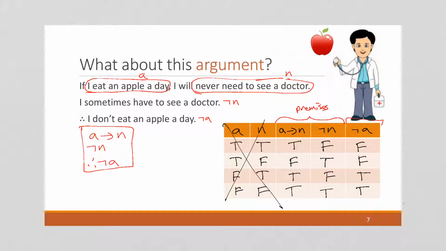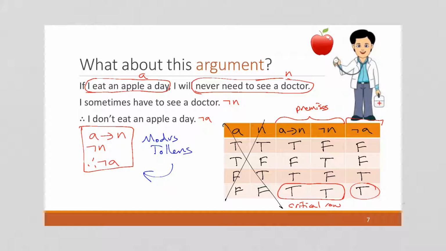Let's find some critical rows. Looks like this is the only critical row, and it has a true conclusion. So that means this is a valid argument. In fact, if you look at it again, you'll recognize that this is just modus tollens, which we already knew was a valid argument.